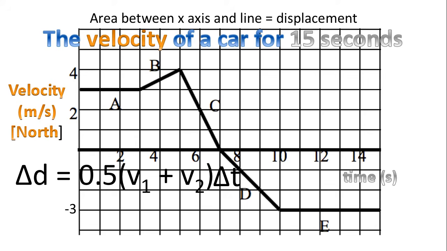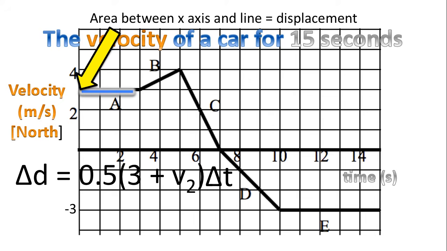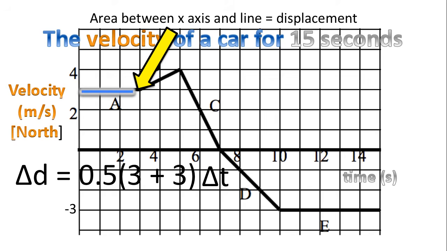Now, if you've already learned this formula, you can certainly use this formula instead of calculating the area. In fact, calculating the area and using this formula is the exact same thing. Let's use this formula for section A. V1 is the initial speed, or the initial velocity for section A. At 0 seconds, it's moving at 3 meters per second. V2 is also 3 meters per second. That's the final velocity for section A.